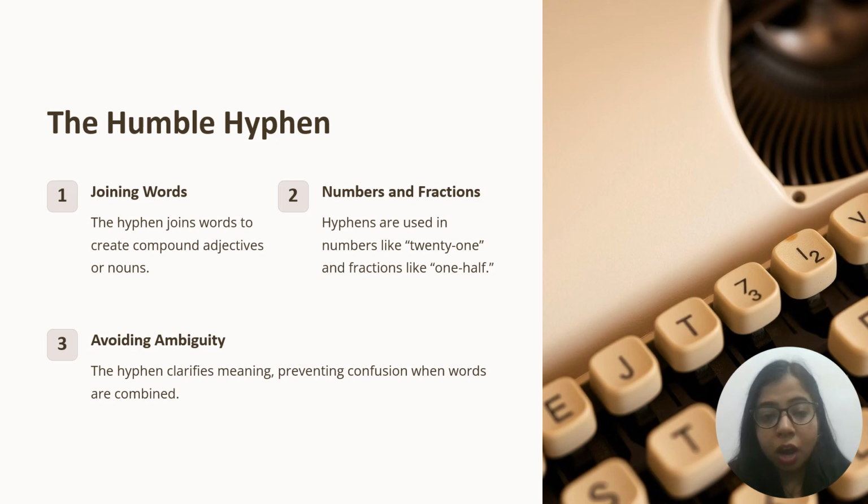Next is numbers and fractions. So hyphens are used in numbers like 21. When we are writing numbers like 21, after 20, a dash, then 1. Not in number form but in letter form, when we are writing numbers and fractions. Okay. Now to avoid ambiguity, hyphens are also used to avoid confusion about what we are saying. Sometimes we write a hyphen in between to make clear, okay, this is what I am saying.